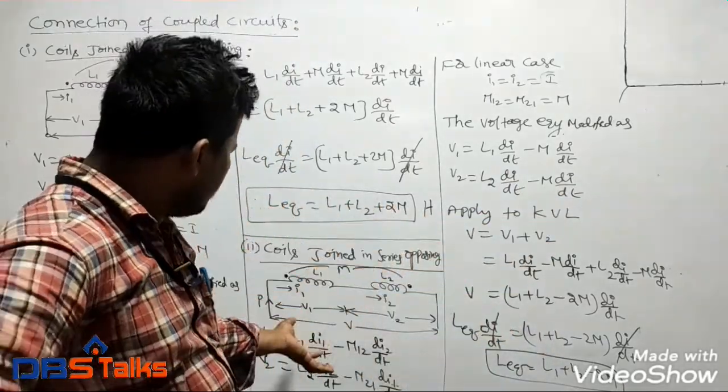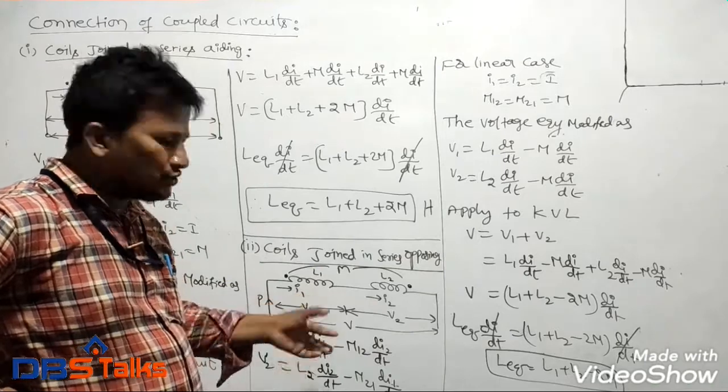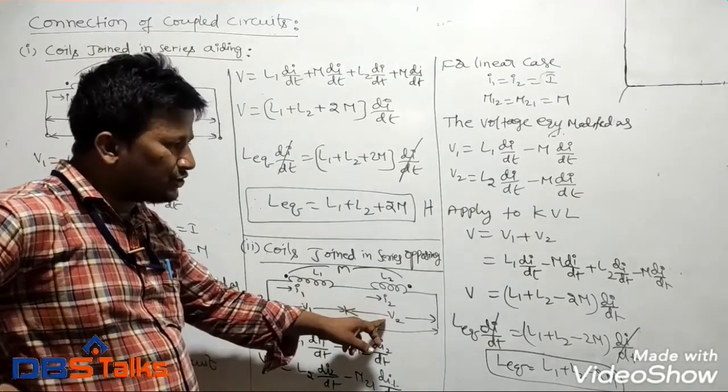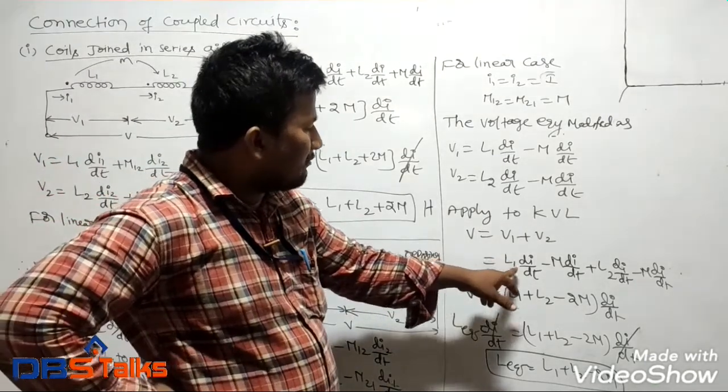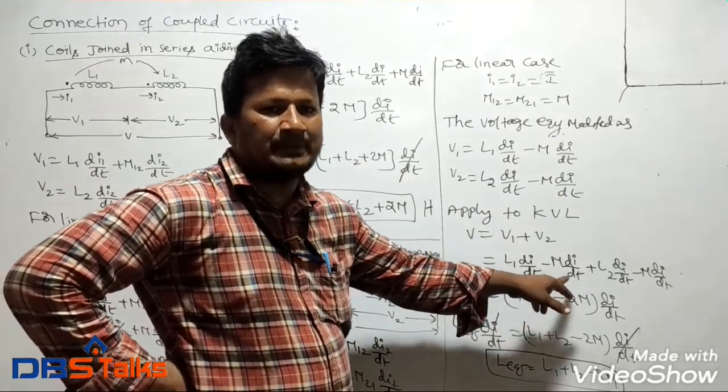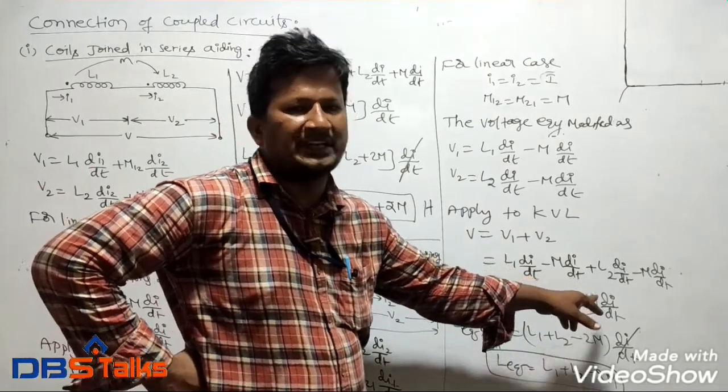Apply KVL in the series opposing circuit. V is equal to V1 plus V2. So L1 dI by dt minus M dI by dt plus L2 dI by dt minus M dI by dt.